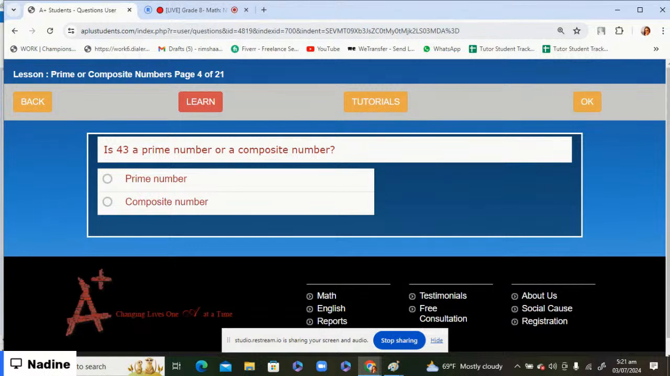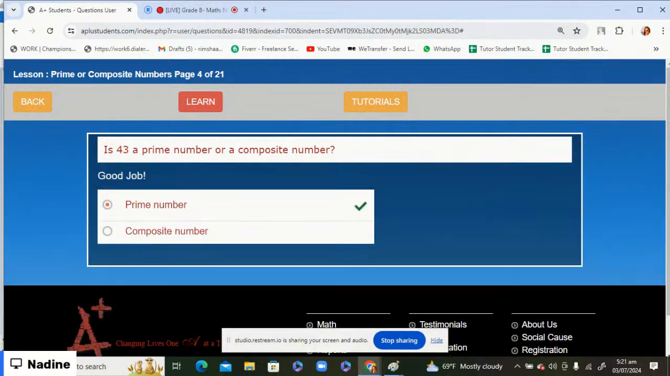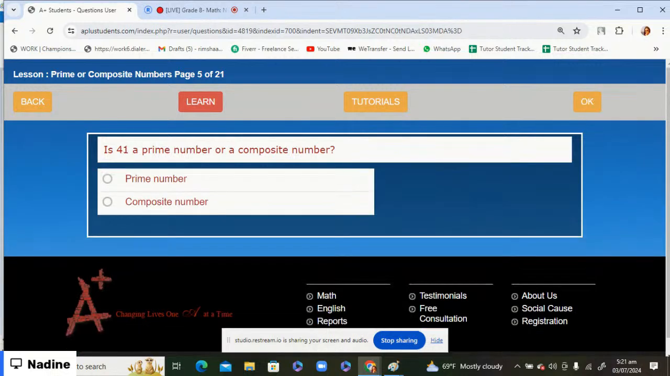Is 43 a prime number or composite number? 43 is not divided by any other number, so we can say that it's a prime number. 41, it's again the same thing.